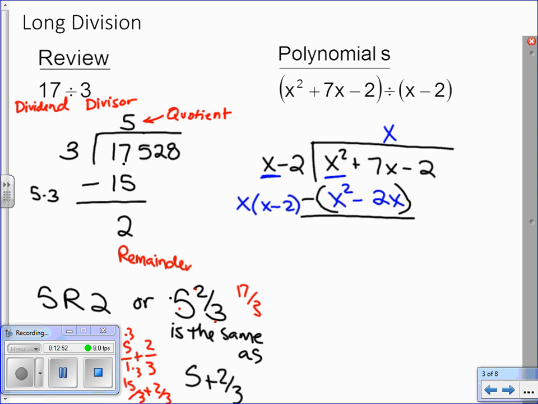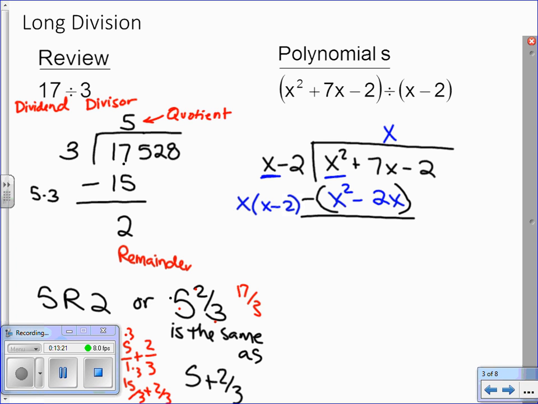Skylar. Why would you get negative 2x in the other thing? How do I get negative 2x? I don't really understand what you did. I took x times the divisor x minus 2, which is right over here. This is my work. This is not actual part of the division problem. But then x times x is x squared. And x times negative 2 is negative 2x. So you have to distribute it.